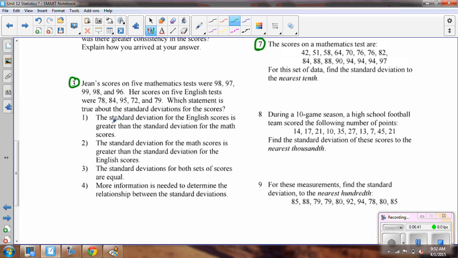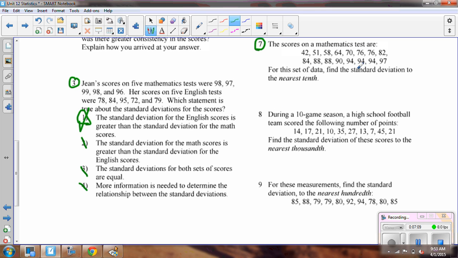1, the standard deviation for English is greater than that of math. That's probably true. Let's just keep looking though. The standard deviation for math is greater than that of English. No, that one's very small. They're equal? No. The English scores are more spread out than the math scores, and more information is needed to determine? No, we just talked about the fact that all we need to know is how far their range is, how big their spread is. So the correct answer here is number 1.